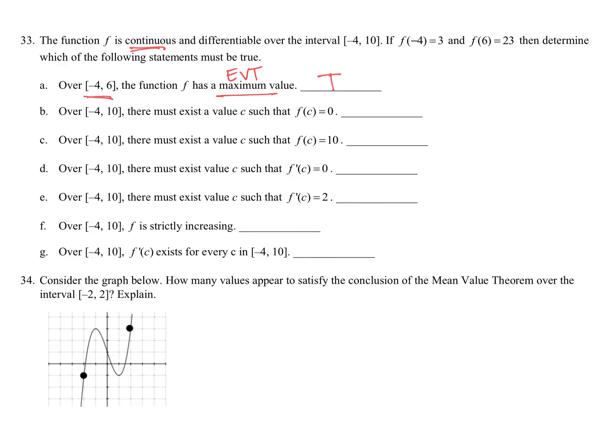Why? Because the EVT says I'm guaranteed a maximum and a minimum if the function's continuous on a closed interval. Up next, I got another closed interval. There must exist a value c where f of c equals 0. Now, guaranteeing that a value for f is going to exist based on our knowledge of f, well, that's IVT.